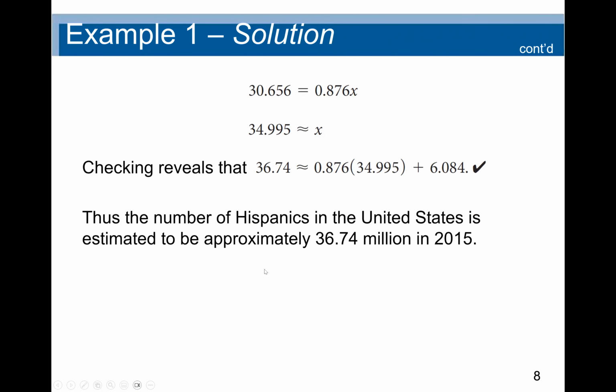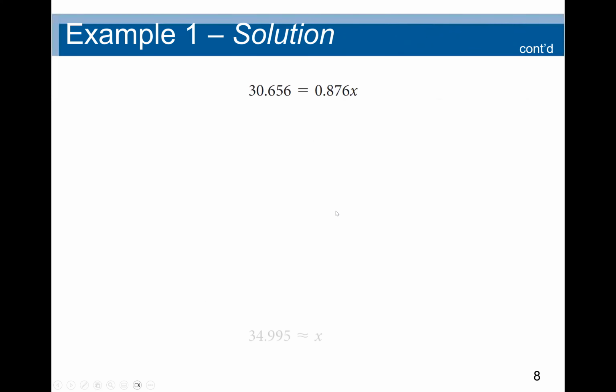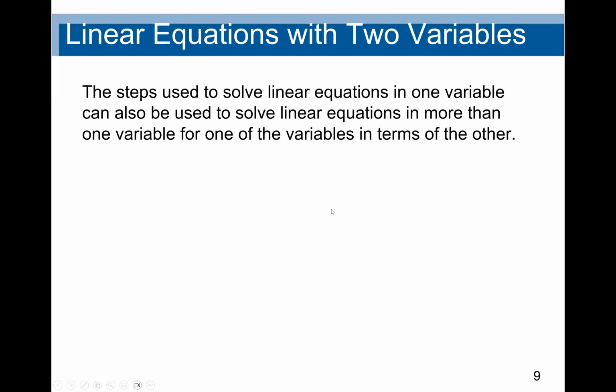So here we will say that the number of Hispanics in the United States is estimated to be approximately 36.74 million in 2015, because we start from, again, 1980. The question said from 1980. So roughly 35 years after 1980 will give us 2015, because the solution is 34.995, which we approximate as 35.